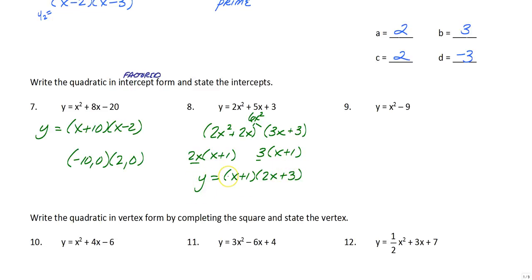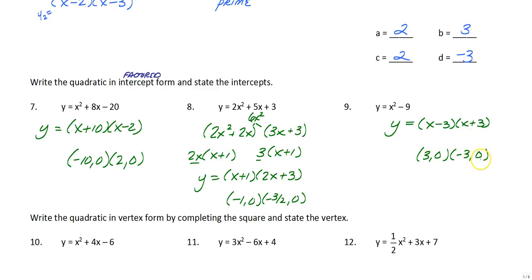Do not forget the y equals in front. And our intercepts would then be a negative 1, 0, and a negative 3 halves, 0. Remember, all we do is set that equal to 0 and solve. The last example is another example of difference of two squares because we have two perfect squares. So this is going to be y equals an x minus 3 and an x plus 3, leaving us with intercepts of a positive 3, 0, and a negative 3, 0. Okay? So that wraps up the factoring sections for this review.